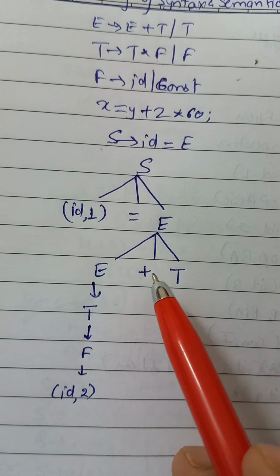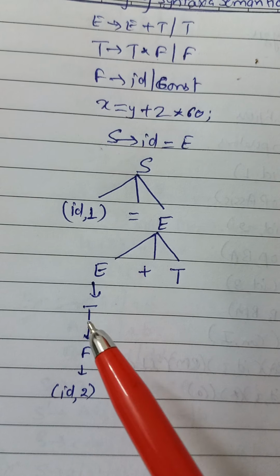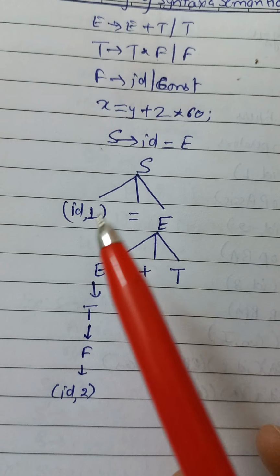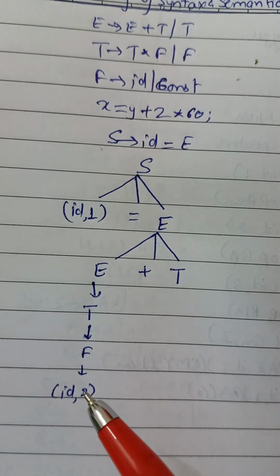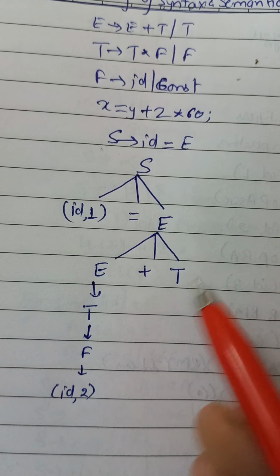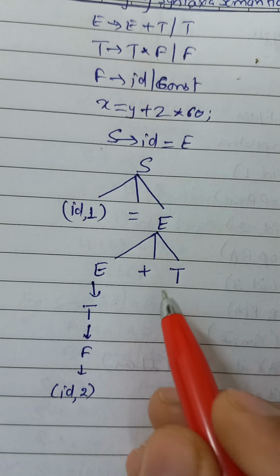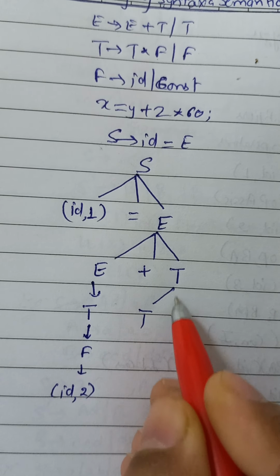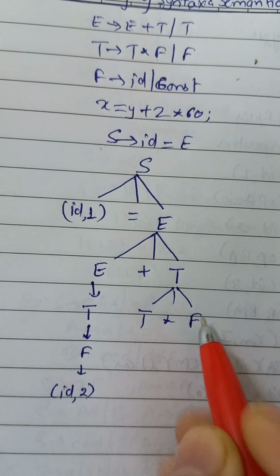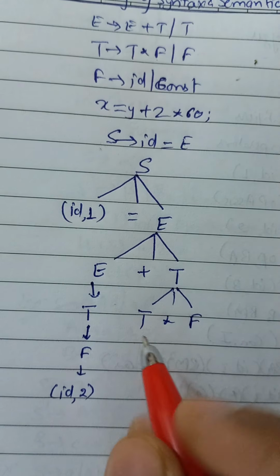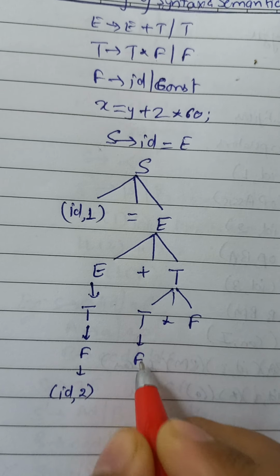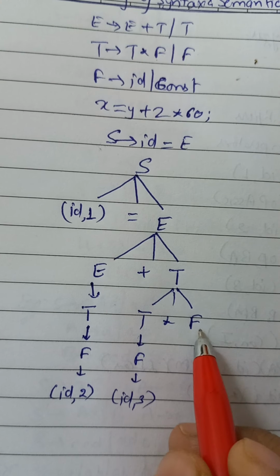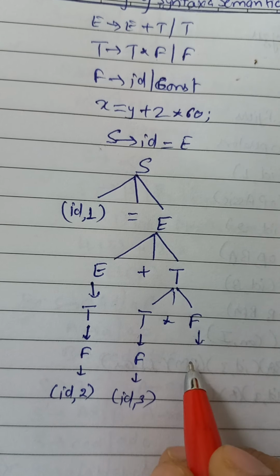The second identifier, and this is a plus symbol. x = y + ... y is the second identifier, x is the first identifier. So x = y +. And because this is z * 60, how are we going to break it? We are going to break it further, T → T * F from this grammar. So T → F, and F will be the third identifier, and F, what is it?